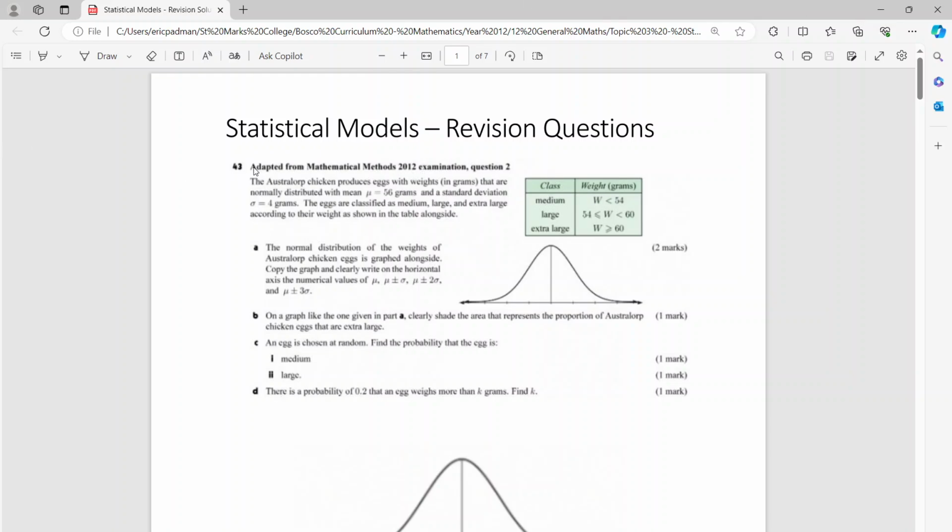So, first question. The Australorp chicken produces eggs with weights in grams that are normally distributed, with a mean of 56 grams and a standard deviation of 4 grams. The eggs are classified as medium, large, extra large according to their weight in the table alongside.